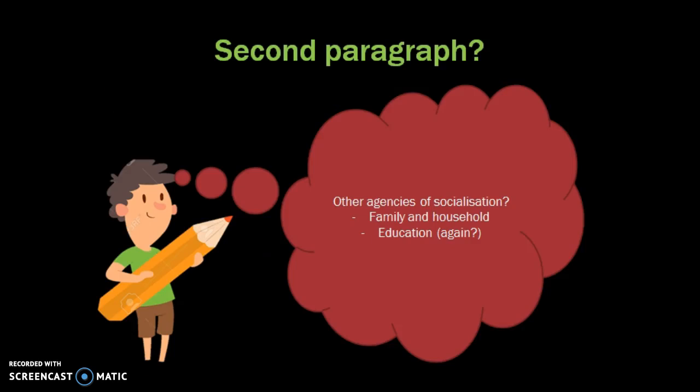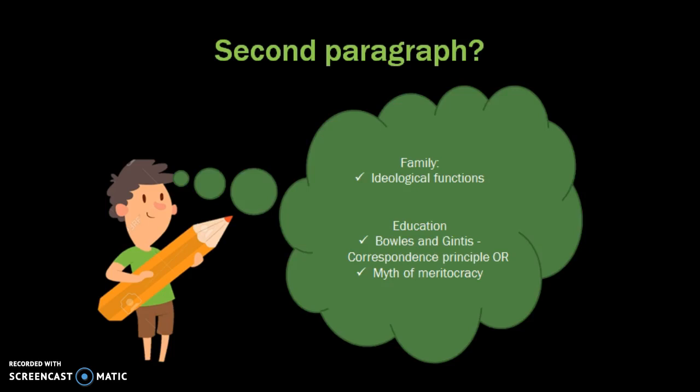This leads us to the second paragraph. You would start with the second agency of socialisation is, and then you could choose either the family and household or do education again, and make sure that you apply relevant knowledge, ideas, keywords and studies. Then start to apply the studies to show how they transmit or reinforce the values of the ruling class. So for example, the family with ideological functions.